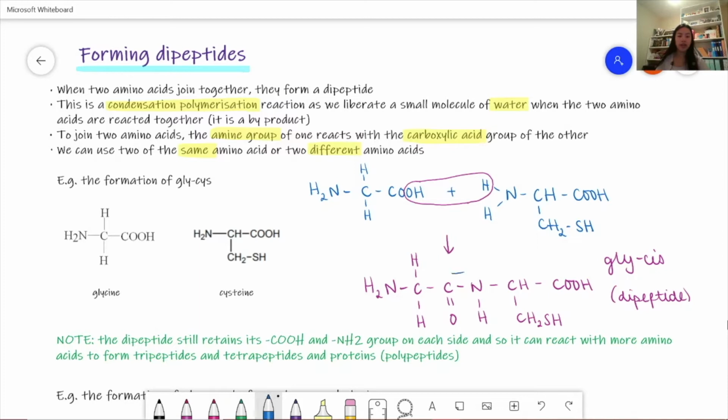And so what we have here is our peptide link, or our amide link. But in this particular case, we call it a peptide link. And a really important thing to note is that because this dipeptide still has this carboxylic acid group and also this amine group, that means we can react it with more amino acids to form tripeptides or tetrapeptides or polypeptides, so proteins. And so tripeptides means 3 amino acids reacting together, and tetrapeptides means 4 reacting together, and proteins are just lots and lots of amino acids reacting together.